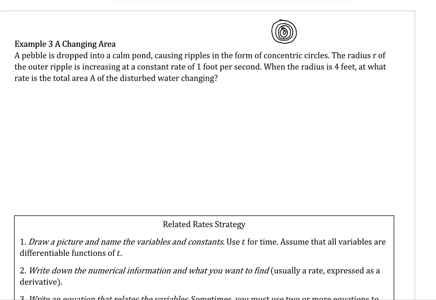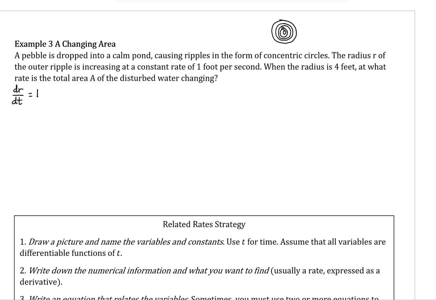So the rate tells us that this is a derivative. They have given us the derivative of the radius, the rate of change of the radius. It is 1 foot per second. Then they go on to say when the radius is 4 feet, at what rate is the total area of the disturbed water changing? So it's a good thing that we have the outer radius there, because that's going to give us the total area of the disturbed water. When the radius is 4 feet, what rate is the total area changing?